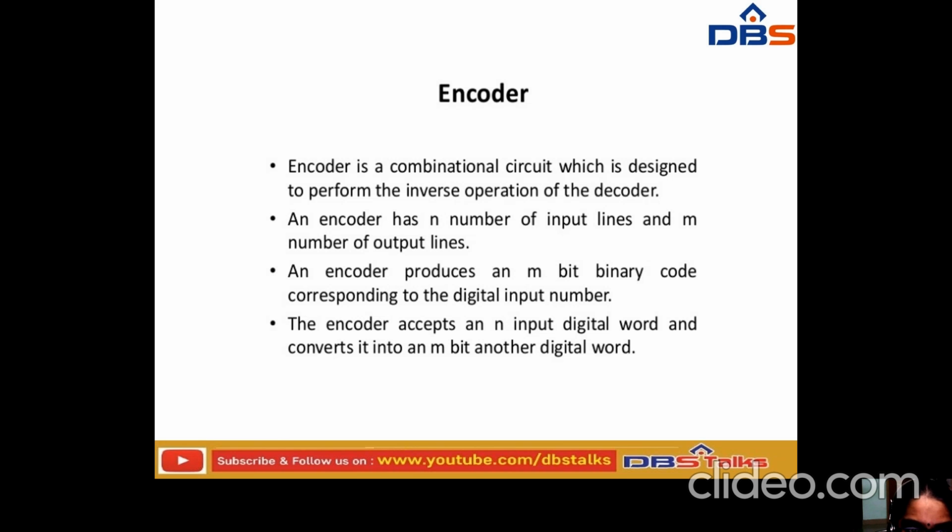So the encoder is a combinational circuit which is designed to perform the inverse operation of the decoder, and an encoder has n input lines and m output lines. An encoder produces an m-bit binary code corresponding to a digital input number. The encoder accepts an input digital word and converts it into an m-bit digital word. Okay.